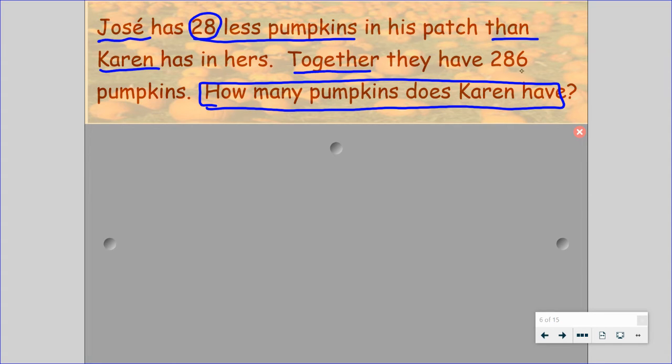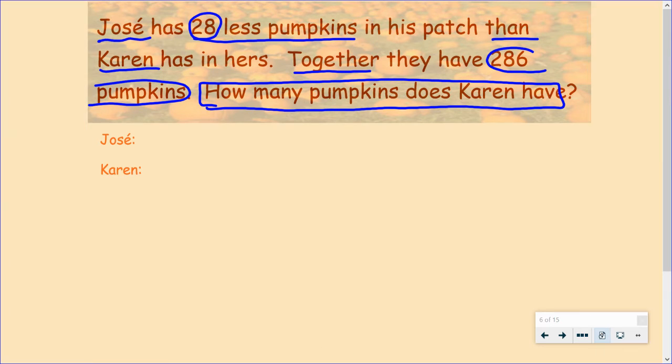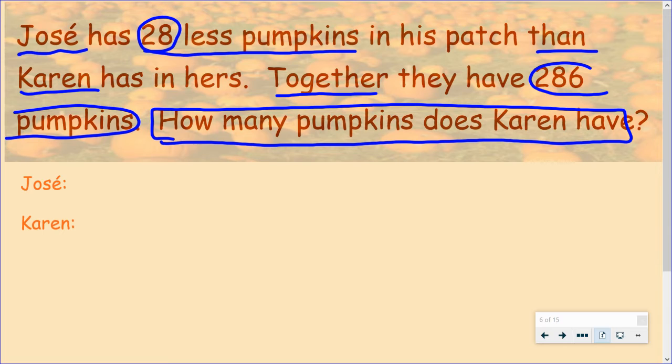Together is a key math word, 286 pumpkins. So you'll see that I circle my numbers and the units, what they mean. Underline key math terms, less than, together, and then I box in the question. So I'm going to ask a very simple question. What is it that we want to know? How many pumpkins does Karen have? So I'm going to let K mean the number of pumpkins that Karen has.